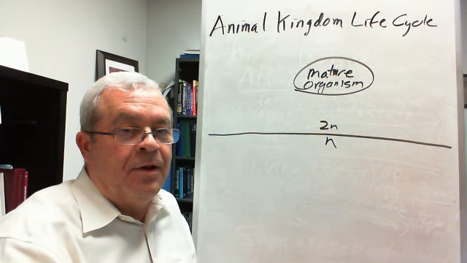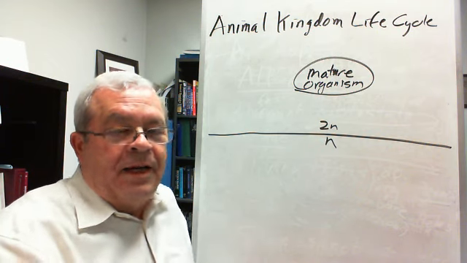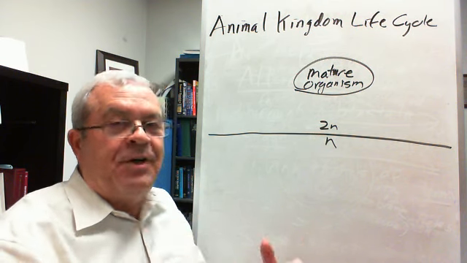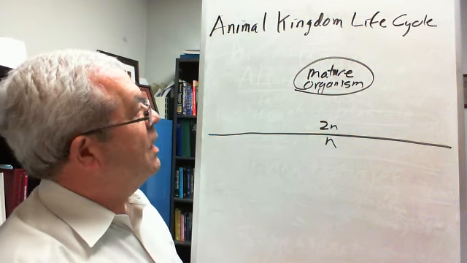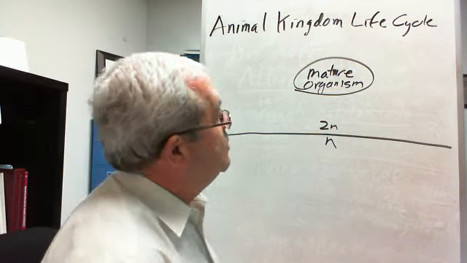Guys, when you see a pretty girl, you can think, wow, what a nice arrangement of 2N cells. That's what you can think. Sure you can.